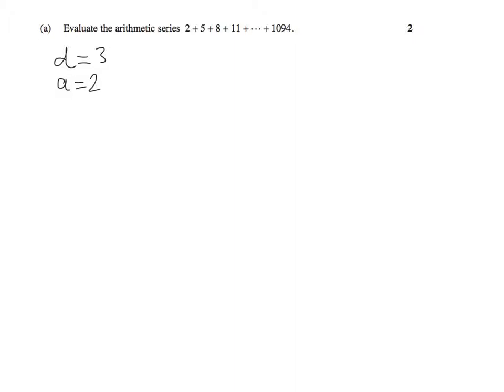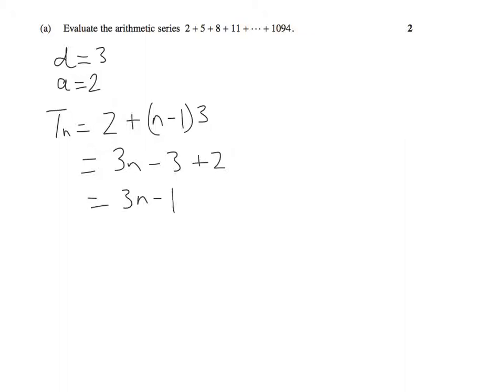So, as we usually do, we're going to start off with an equation for Tn, the nth term of the series, which is a plus n minus 1 times our difference. I should have substituted that in there, because we know our difference is 3. We're going to end up with 3n minus 3 plus 2, which is 3n minus 1. Triple whatever term it is and then subtract 1. That's our equation for Tn here.